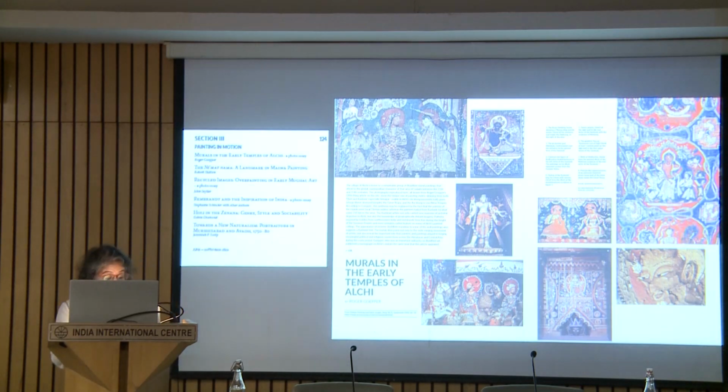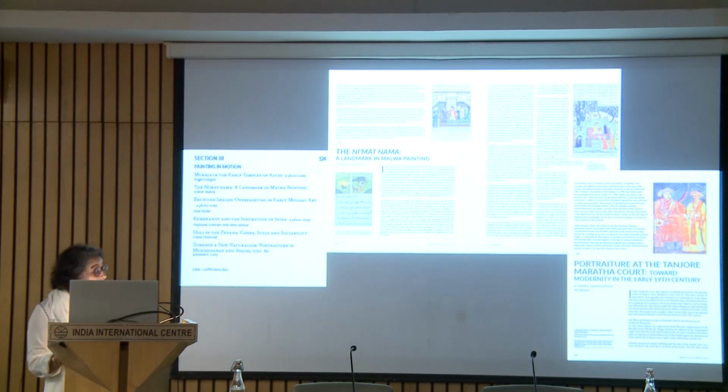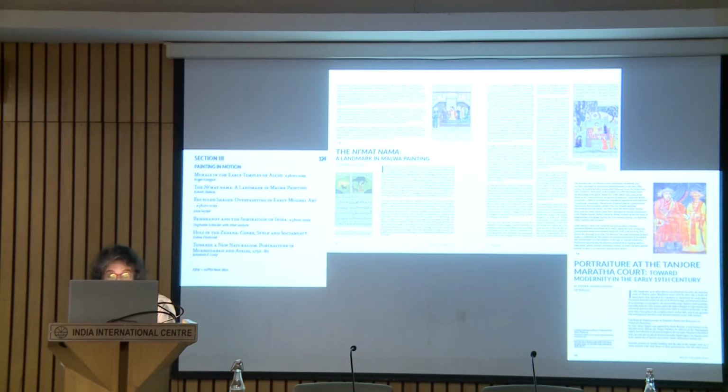Robert Skelton explains in an article published in Marg in 1959 that two different painters, one who had emigrated to Mandu from Shiraz, Iran, and the other a local one from central India, were responsible for creating the 50 extant illustrations in the Nimmatnama, an illustrated recipe book produced for the Khalji sultans around the end of the 15th, early 16th century.